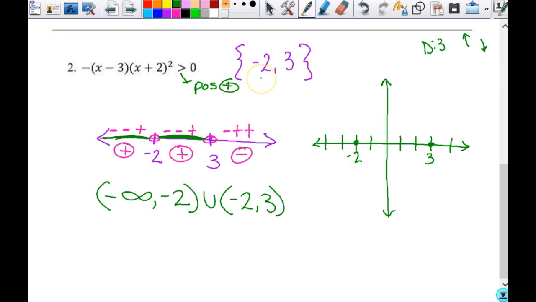When I go to sketch this, anything special about either one of these? The negative 2 is a double root. So what happens at a double root? It bounces. Okay, so I'm going to have a bounce right here. So when I go to draw this, it looks like this. I'm going to come down. I'm going to bounce here.